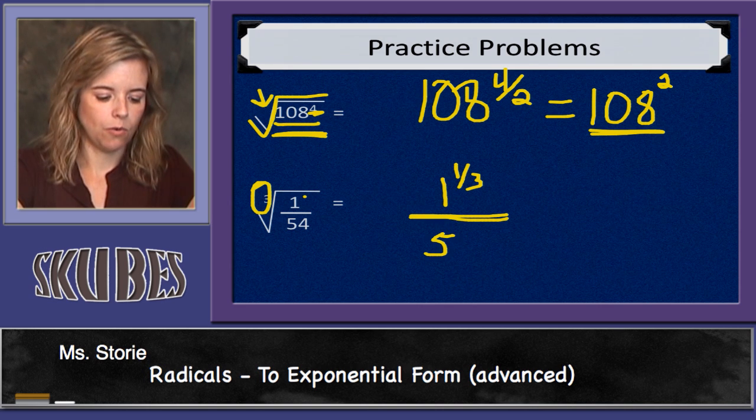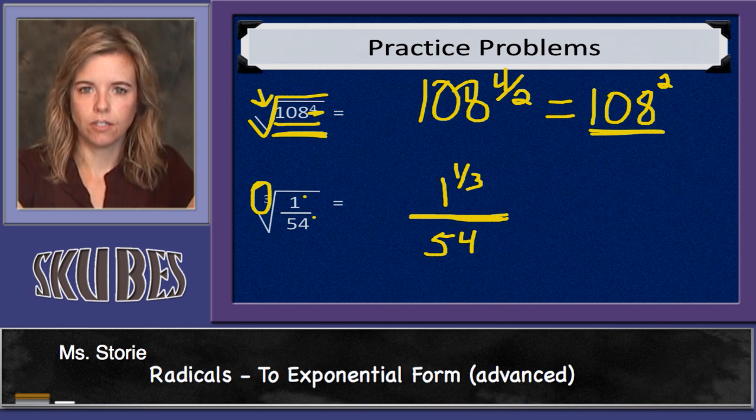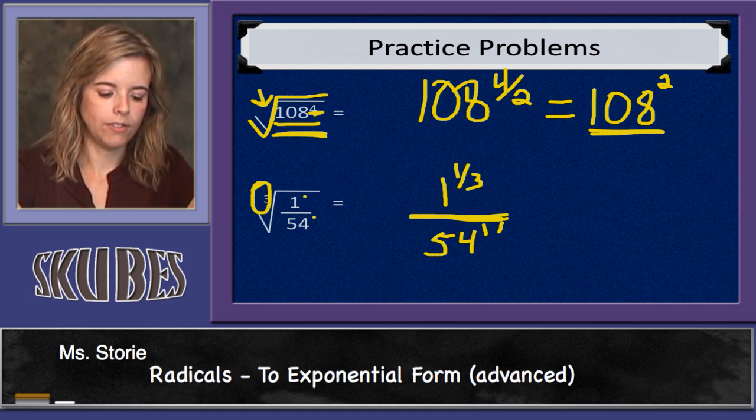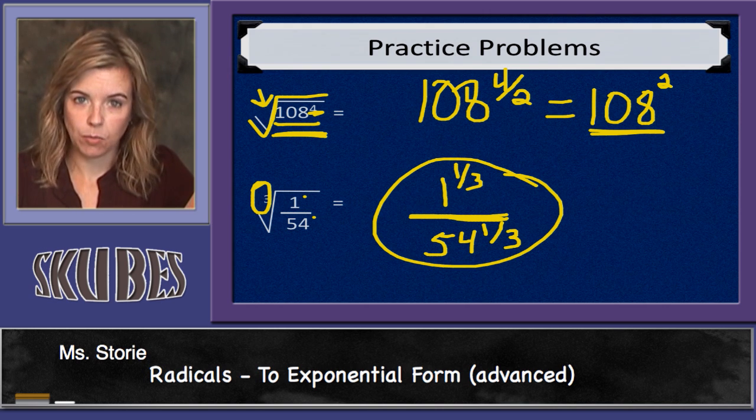Now we have the number 54. And 54 does not have an exponent written either, so it's assumed to be 1. You still have the same index of 3. This would now be your answer in exponential form.